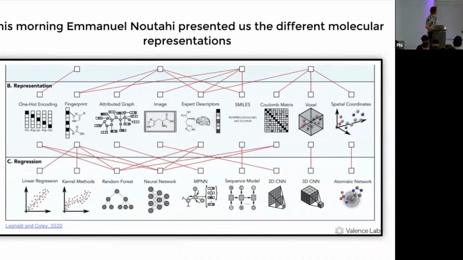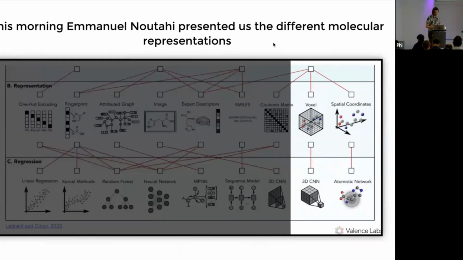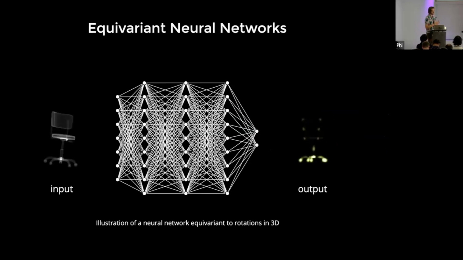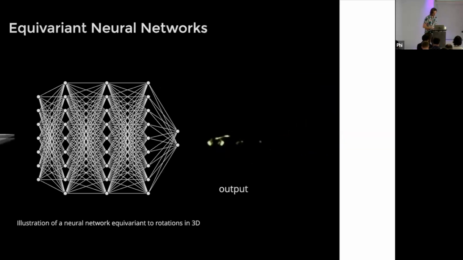So this morning, we had Emmanuel showing us all the different representations with which we can represent small molecules. And I will talk about the one on the far right, the one in which we have the coordinates of each atom. And for these models that work on coordinates of atoms, there's one property that is really important to have, which is to be equivariant. So let me explain what this is.